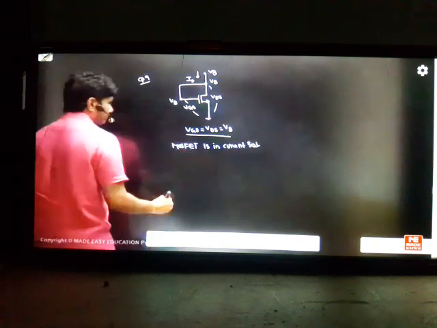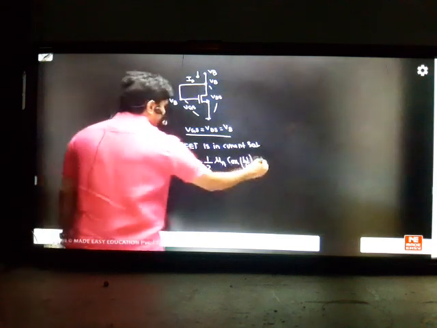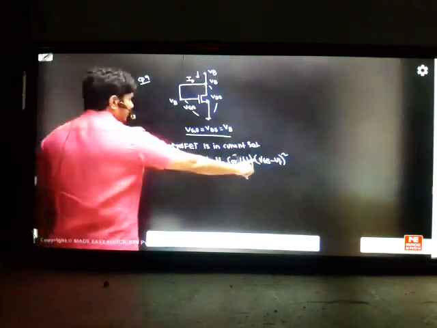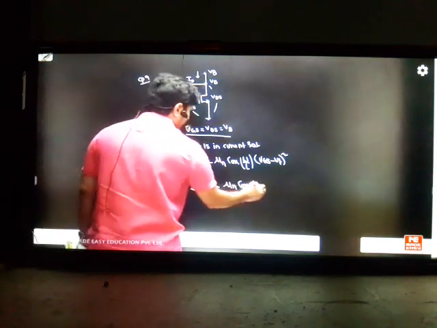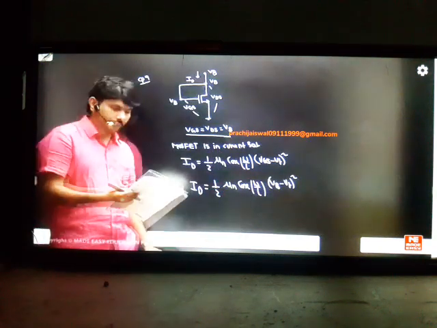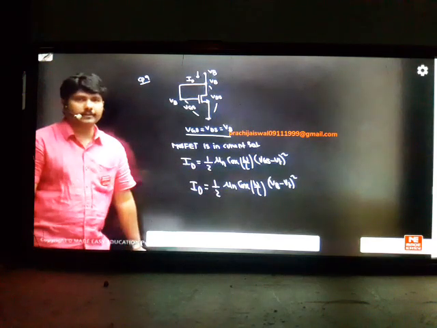If the MOSFET is in current saturation, what is your ID relation? Half into mu n Cox W by L into VGS minus VT whole square. This is your ID equation. But now VGS is the same as VDS, and VDS is the same as VB. So you can write ID equals half into mu n Cox W by L into VB minus VT whole square. Now what he's asking is, if I differentiate ID with respect to VB and then take the reverse of that answer, that will be the small signal resistance.